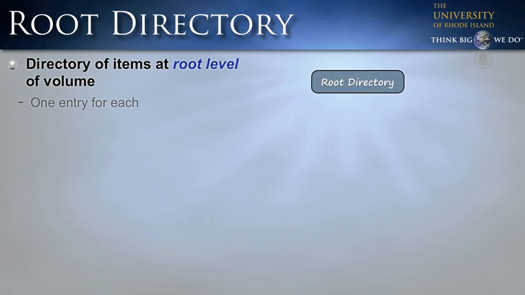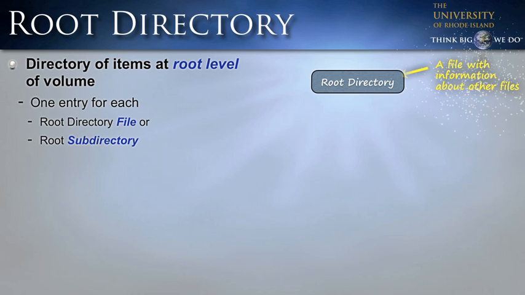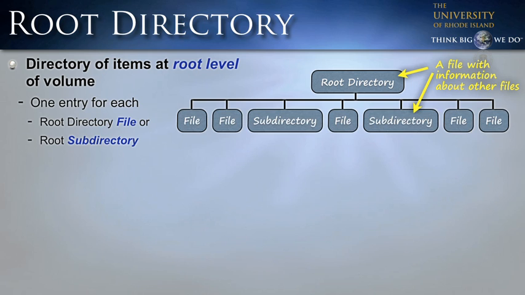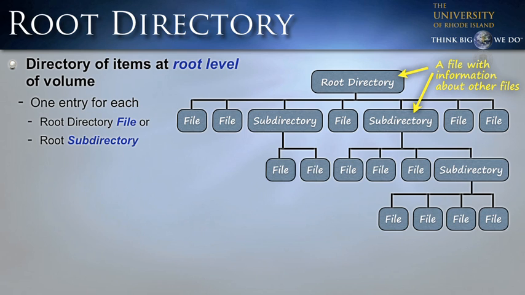The next logical area for us to examine is the root directory. Each volume or partition must have a root directory. The root directory contains an entry for each file or subdirectory at the root level in the file system. The root directory itself is just a file with information on other files and directories. Similarly, each subdirectory is a file that contains information about the files and other subdirectories in that subdirectory. And with this information, we can build a tree that represents the file system on the volume.